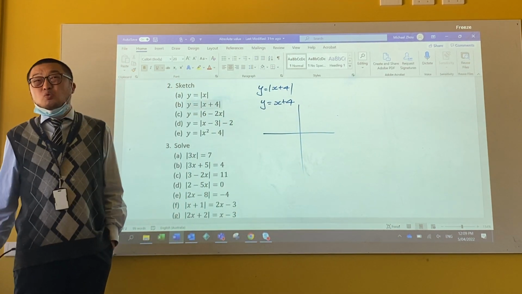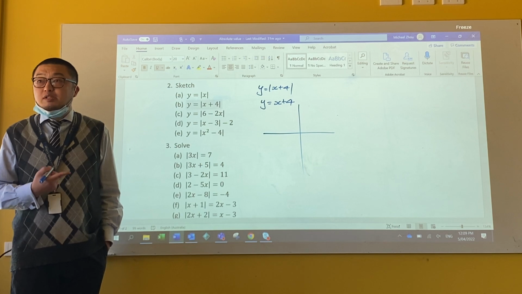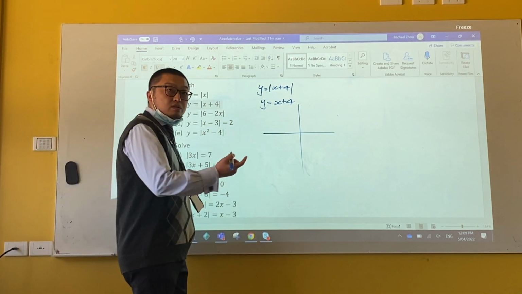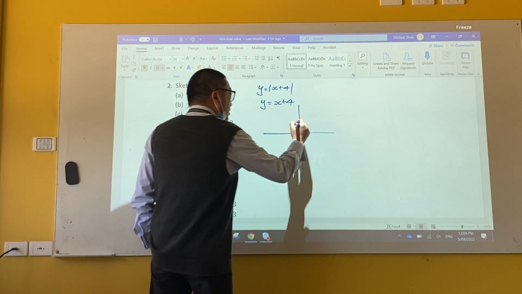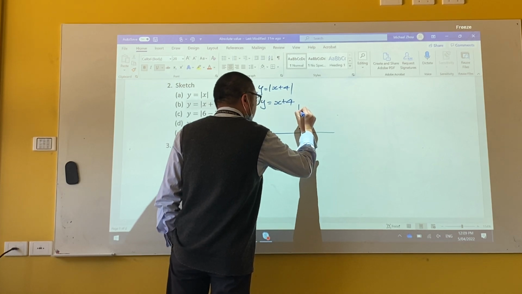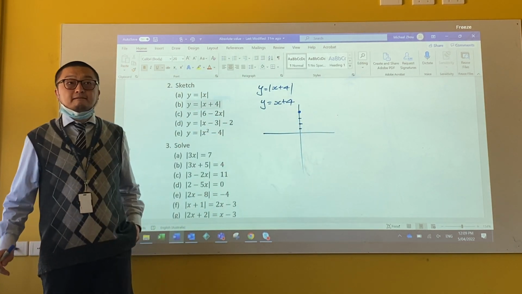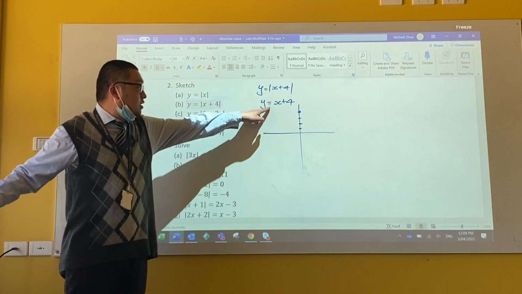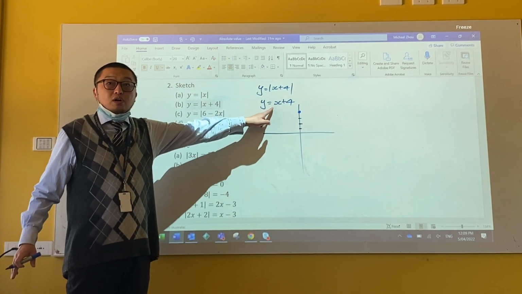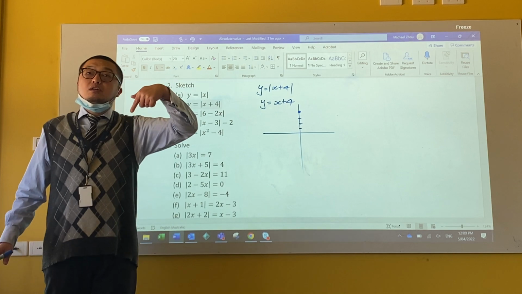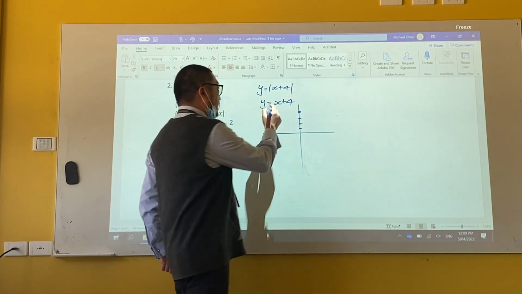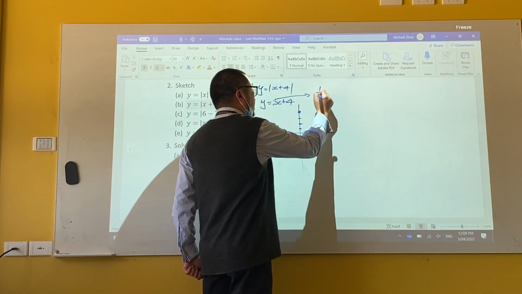Personally, I always go for the y-intercept. The y-intercept is 4, right? You watching? 1, 2, 3, 4. That is my y-intercept. What's the gradient in this case? 1. The gradient is 1, the coefficient of x, right? That tells me it is 1 over 1.